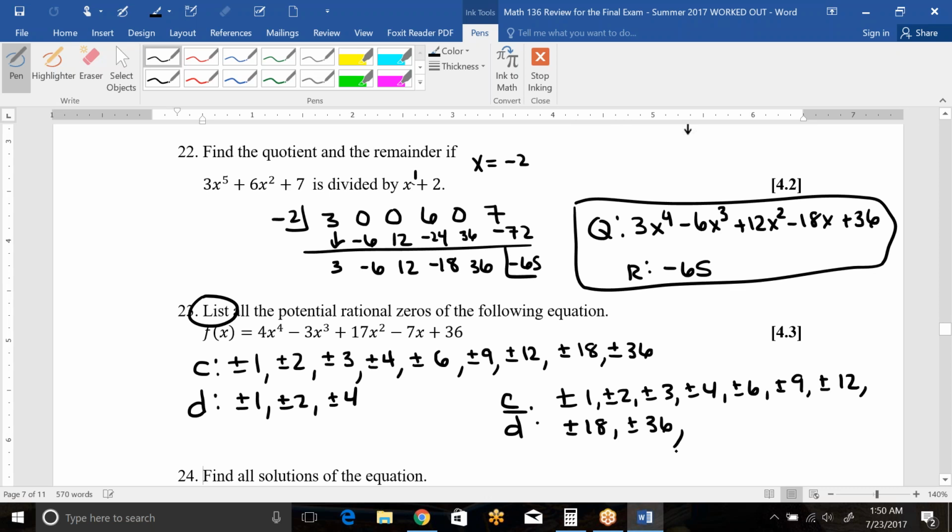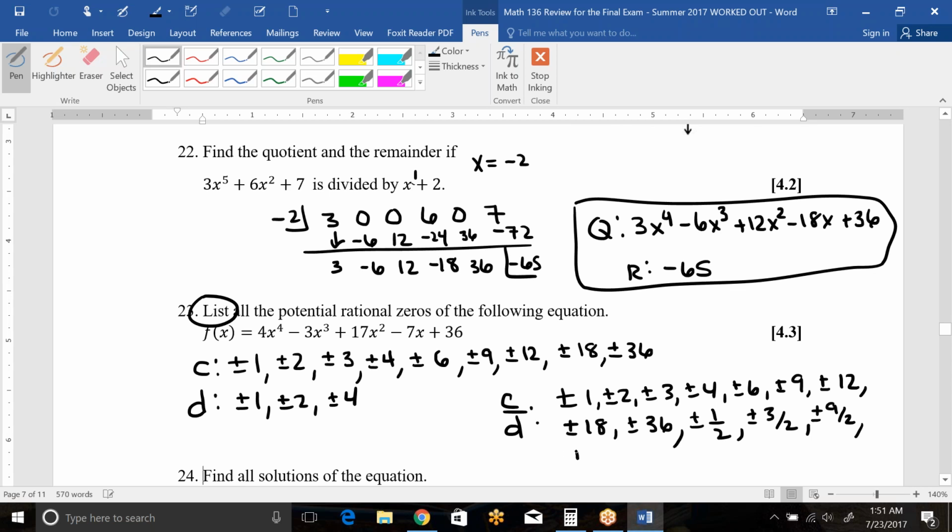Putting them over 2, 1 over 2 is a half. 2 over 2 is 1. We've already got that. 3 over 2 is new. 4 over 2 is 2. We already have a 2. 6 over 2 is 3. We already have 3. 9 over 2 is new. 12 over 2 is 6. We already have that. 18 over 2 is 9. We already have that. And 36 over 2 is 18, which we already have.